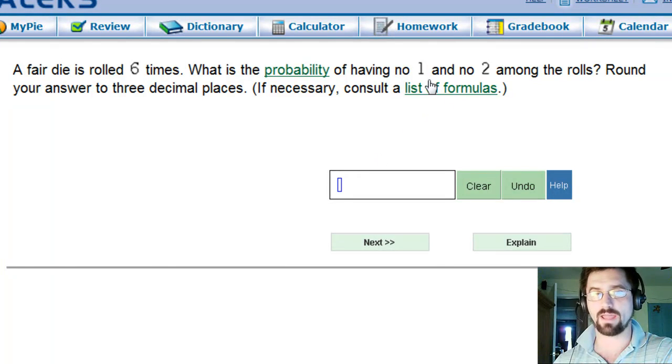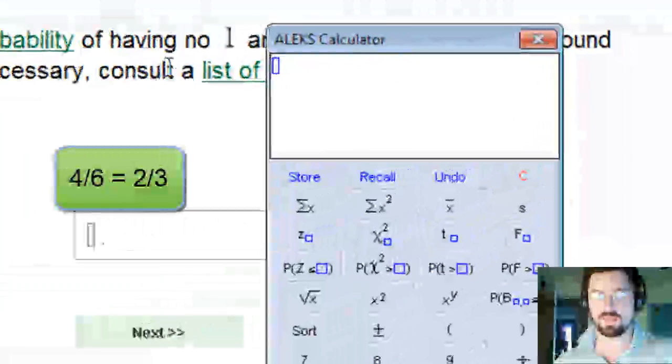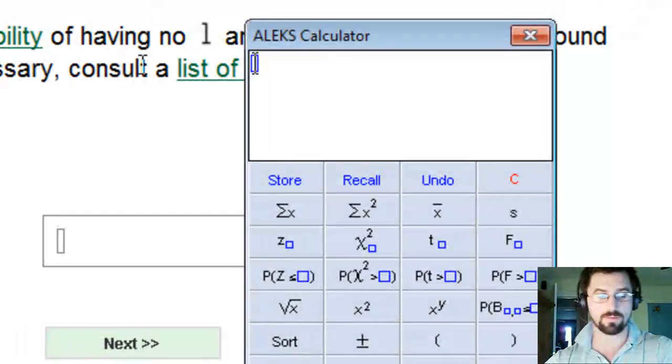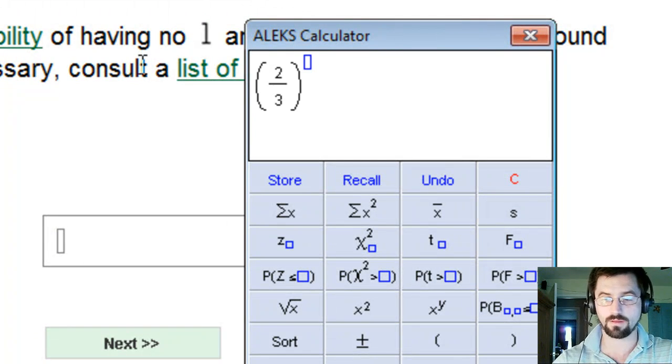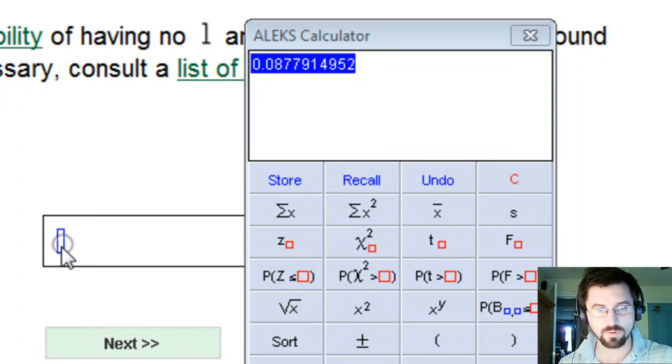So if we were just rolling the dice once, we'd have a 4 out of 6 or a 2 out of 3 chance, but we're rolling it 6 times. So we have a 2 out of 3. Oh, whoops. Let me put it in parentheses. 2 divided by 3, arrow over. We're doing it 6 times, so to the 6. To the 6. And there's my answer. It's 0.087 with a 7 following, so we're going to say 0.088.